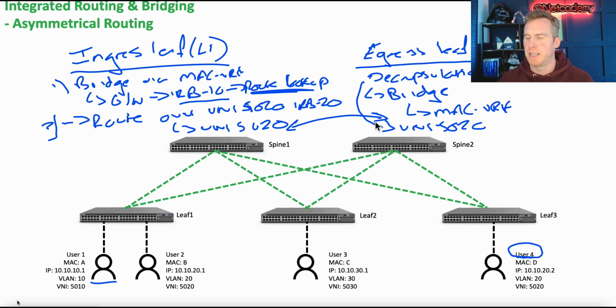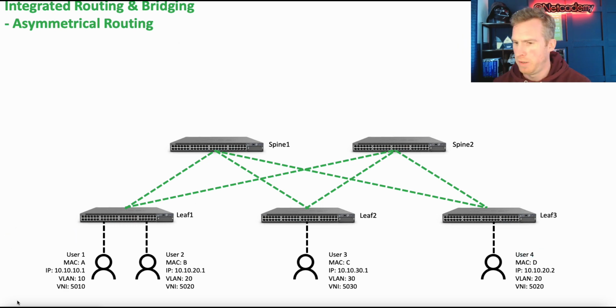But what are the limitations? What are the problems? What are the challenges when it comes to this asymmetrical routing model? And there's two that I actually know of. First one, let's actually look at it from source to destination here. We've got the destination is in VNI 5020 and the source is in VNI 5010.